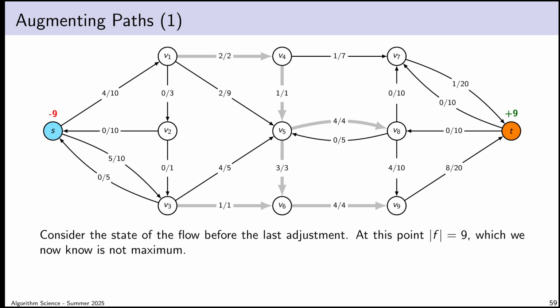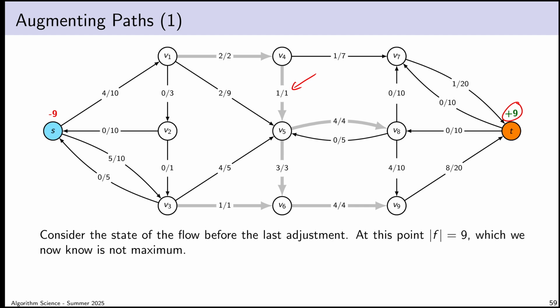Okay, let's rewind to the state of the flow before that adjustment. So here I've got 9 units of flow arriving at vertex T again. And again, I have that 1 unit of flow traveling across the edge V4, V5. So I know this isn't a maximum flow. The question I'm really trying to get at here is, how can I formalize the process of fixing it? A minute ago, I was able to fix it and get us to a flow of value 10. I want to make that something formal.